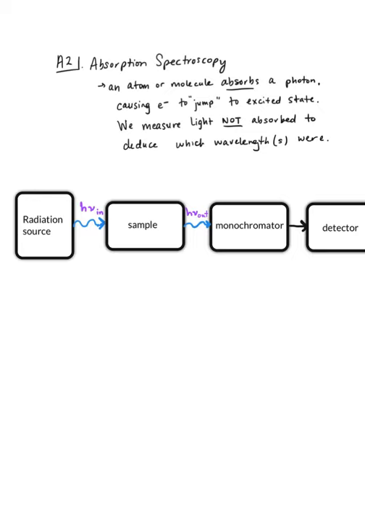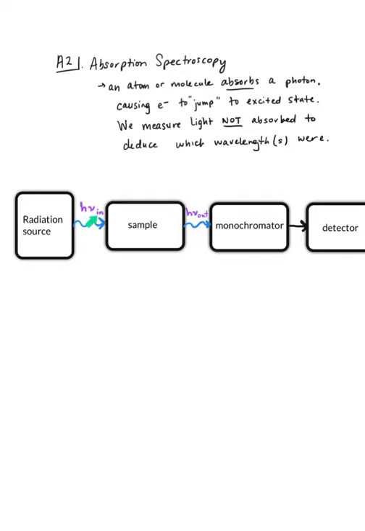A simple schematic for an absorption spectrometer looks like this. We have some radiation source that might be a simple light bulb or tungsten filament. That radiation source produces broad spectrum light. And if you aren't already familiar with this, h nu is light. It's the energy of a photon of light.